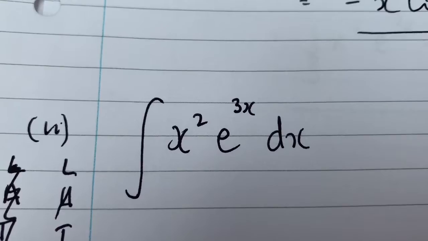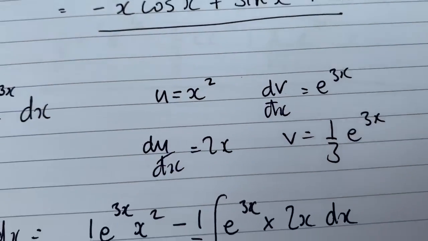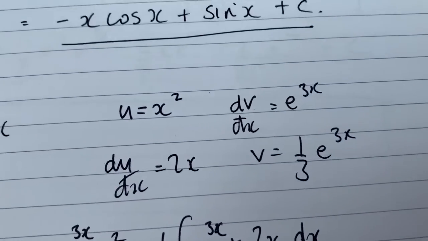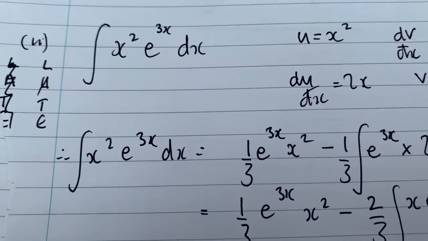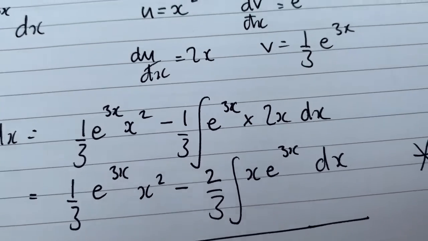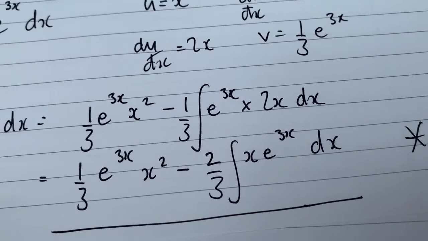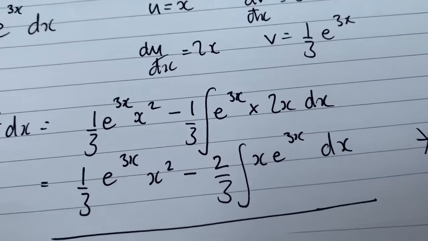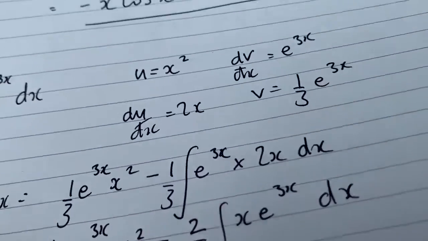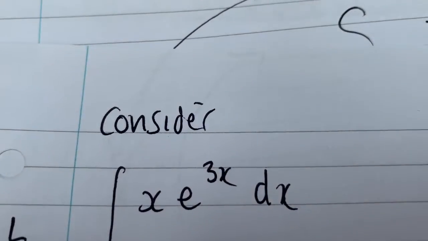So here again, no link between those two functions. You would set up your integration by parts, just being super careful. Substitute it into your formula. However, you are then left with an integral of x e to the 3x. So I've taken out some common factors. You then step outside the question. You consider your x e to the 3x.